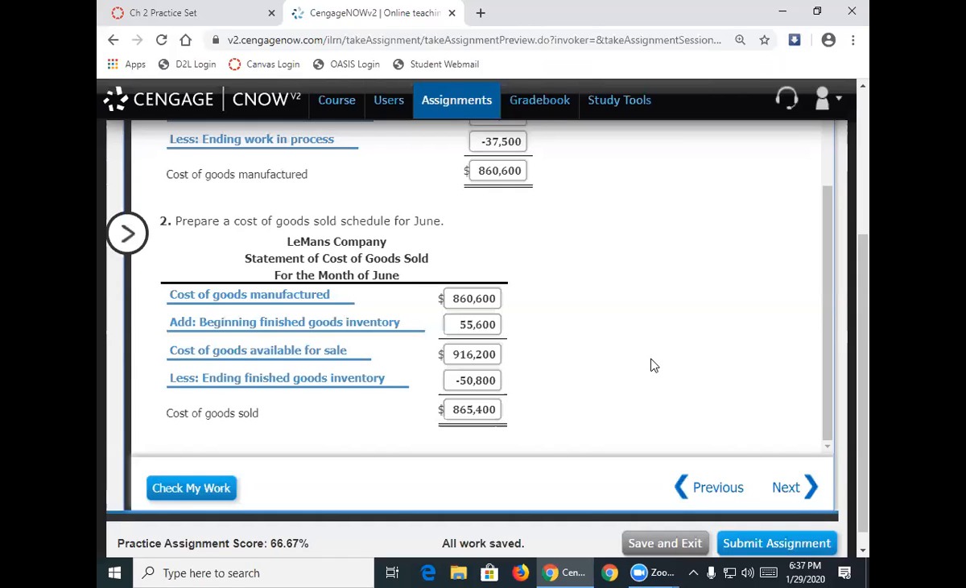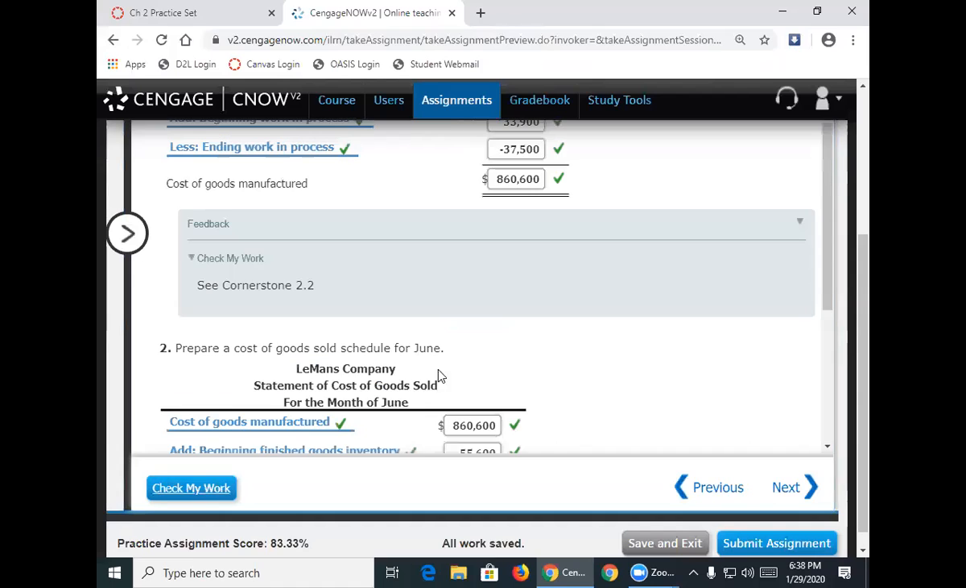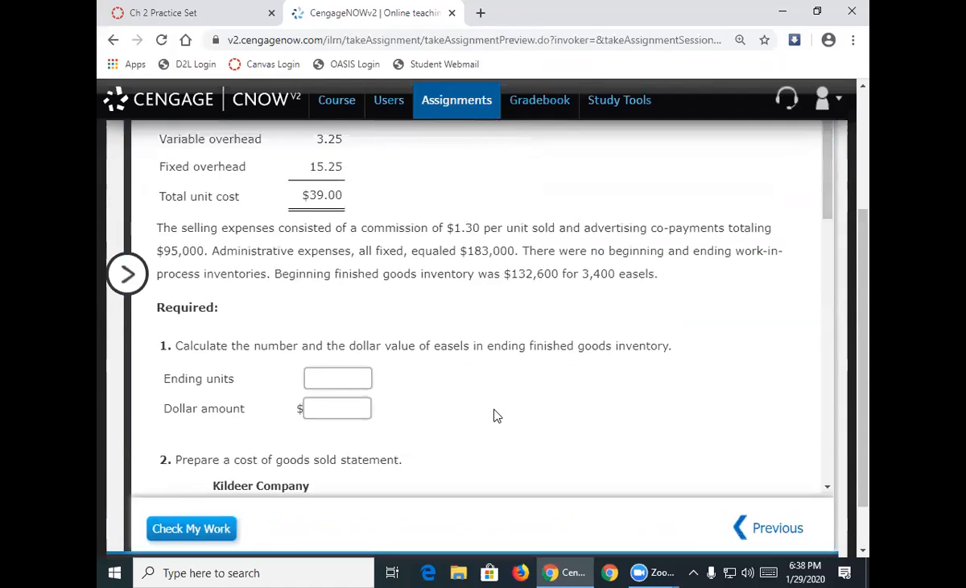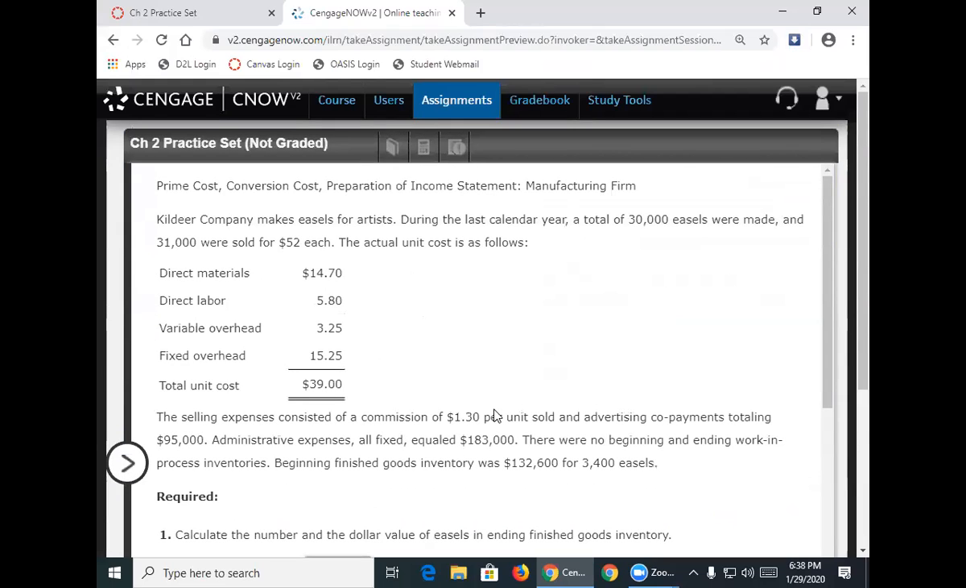Any questions on that one? It's really just what we've done in the other two, just getting it all together there. All the T accounts. All right. Well, now we're on our last one. We're going to do a statement of cost of goods sold. So it's just going to be, again, just a little different information this time.